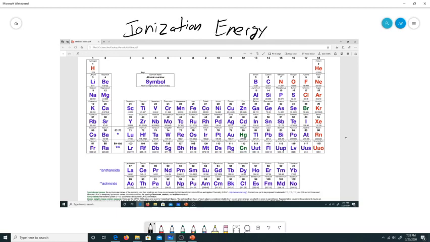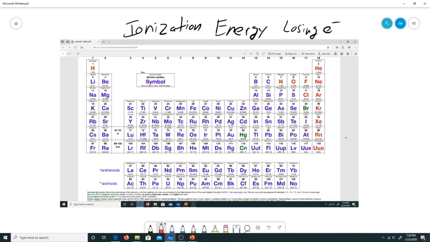Now, the idea here is how easily can an atom lose an electron? That's the basic idea we're talking about: losing electrons. So how easily can an atom do this? Well, the way to think about this is, what atoms in the periodic table want to lose electrons? In other words, what atoms want to become positively charged, or want to become cations?